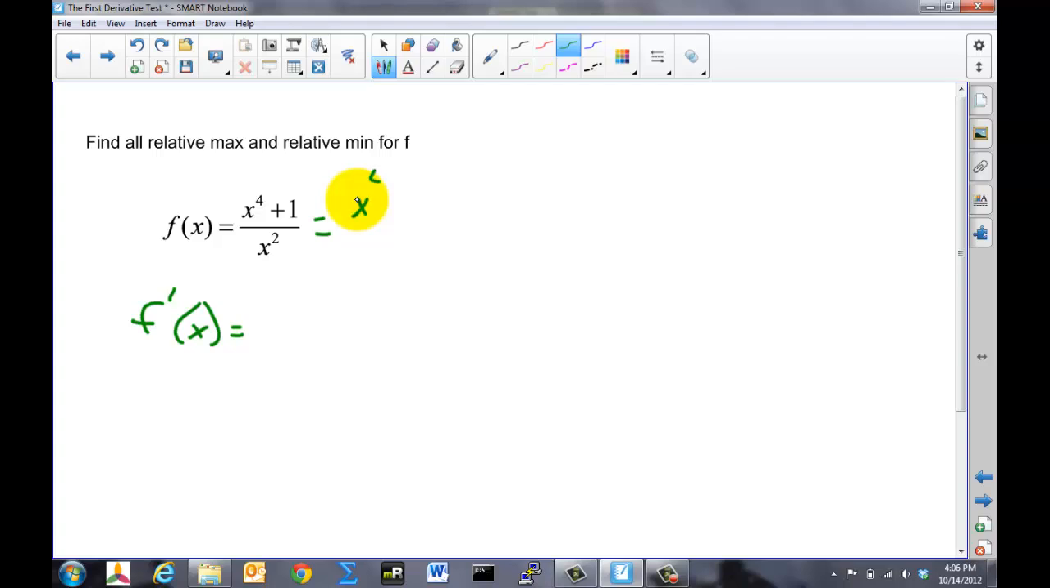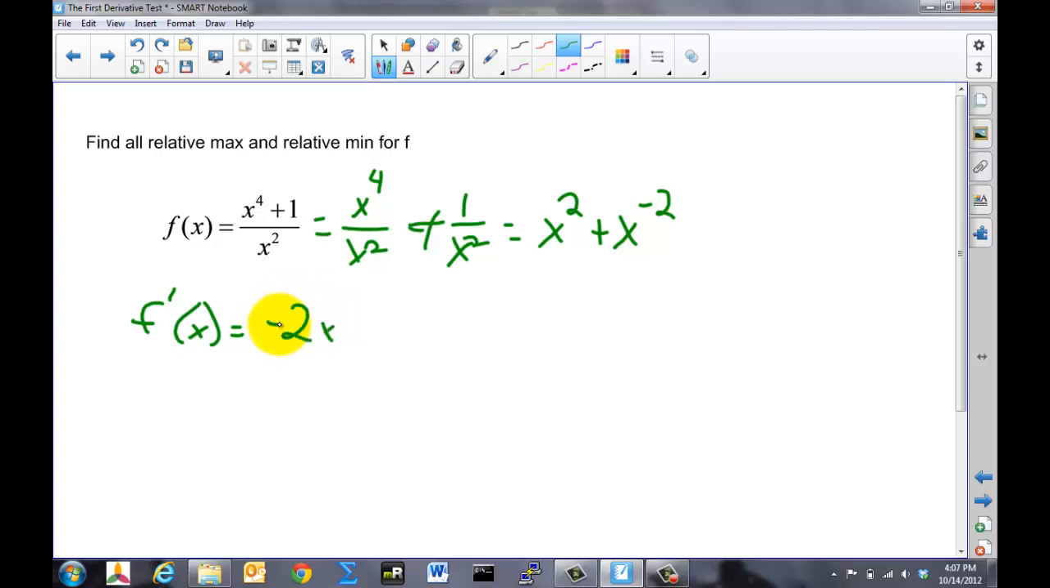If I rewrite this function as x to the 4th over x squared plus 1 over x squared, suddenly that first thing just becomes x squared, doesn't it? And that second one I can write as x to the negative 2. Now I think taking the derivative of this is far easier than the original function. It'll give us the same thing in the end. So if we take that derivative, we get 2x minus 2x to the negative 3.